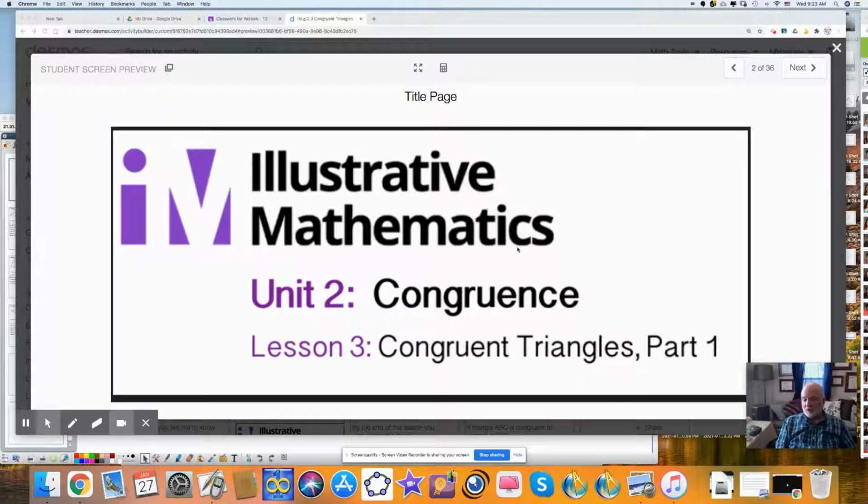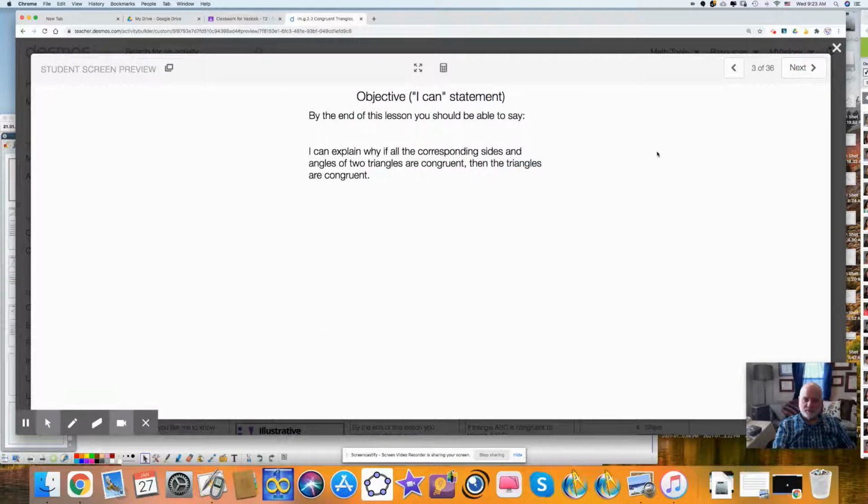This is from Illustrative Mathematics. We are in Unit 2 on congruence, and this is Lesson 3, Congruent Triangles, Part 1. By the end of the lesson, you should be able to say, I can explain why if all of the corresponding sides and angles of one triangle are congruent to another, then the two triangles are congruent.